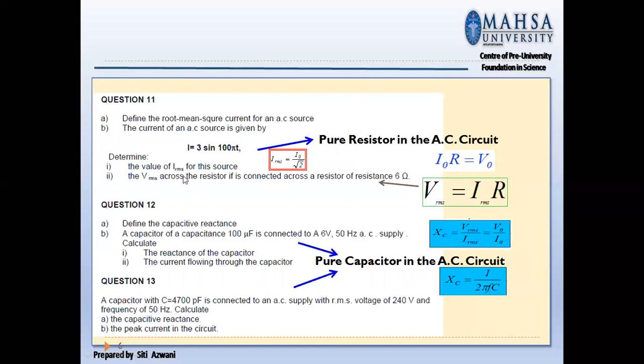Next, to calculate the VRMS, you need to apply the Ohm's law formula. VRMS equal to IRMS times R, or if you have the peak values also, you can apply this formula. So by using this formula, solve for the VRMS.